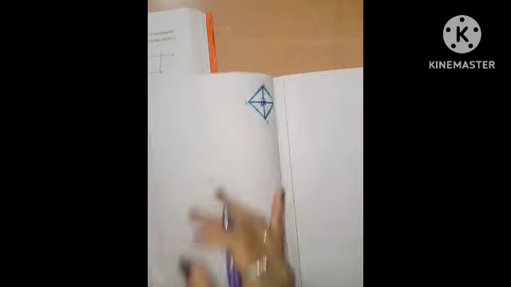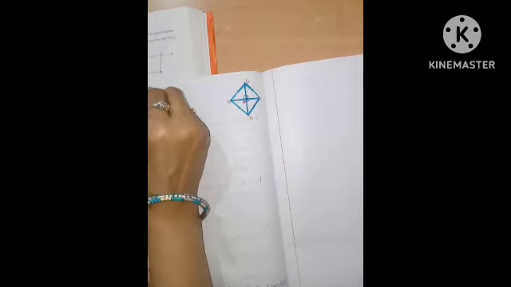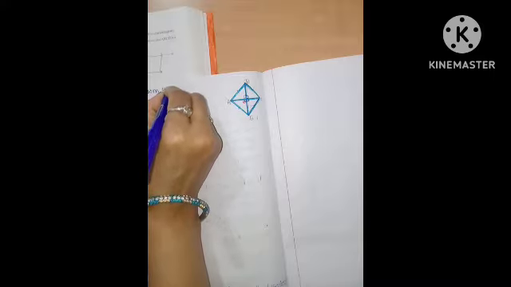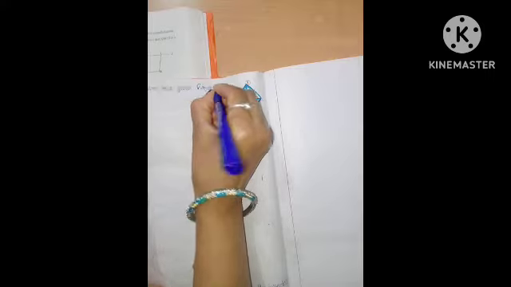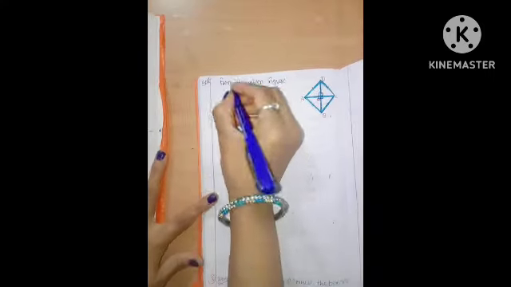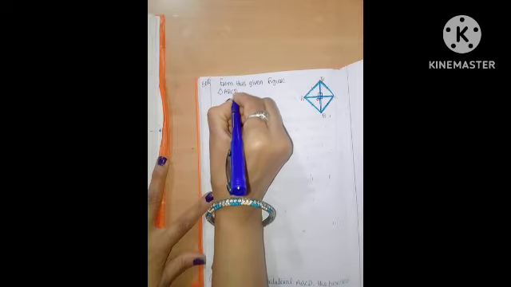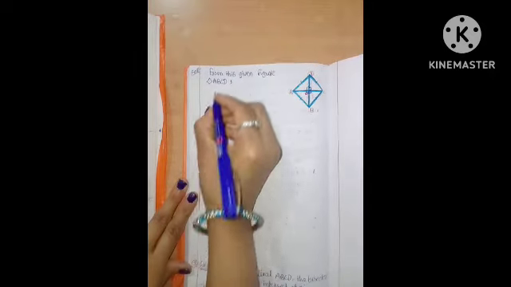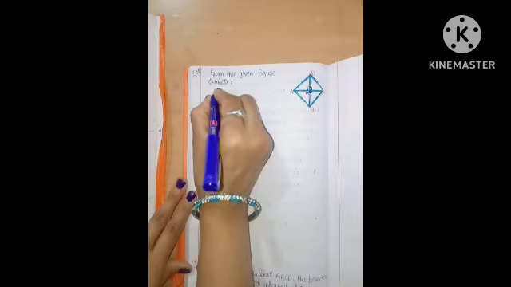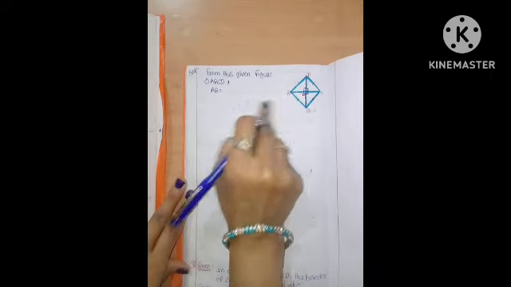First, the solution for this problem. From the given figure, ABCD is a rhombus. In a rhombus, all sides are equal. So what are the sides? AB equals BC equals CD equals DA.